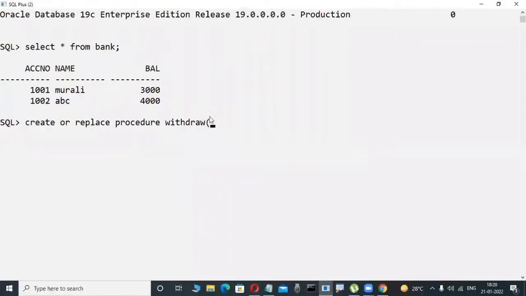Now here, create or replace procedure withdraw. Suppose here I'm passing the account number. Okay, fine. I'm passing the account number, and the amount also, because I try to withdraw, like when the ATM card is there. Here I'm passing an amount. Okay, now some coding is there. I want to find out the balance. Whenever we insert an ATM card, we retrieve and check the balance, right?